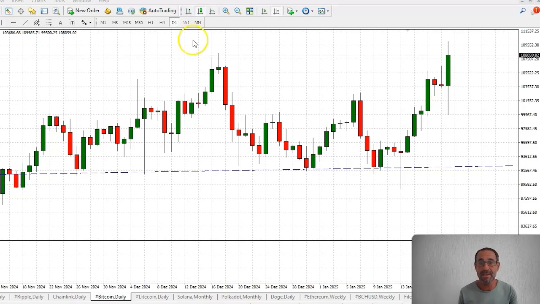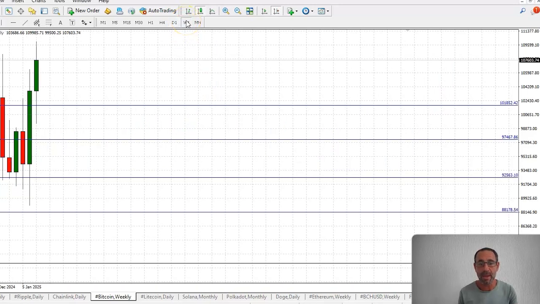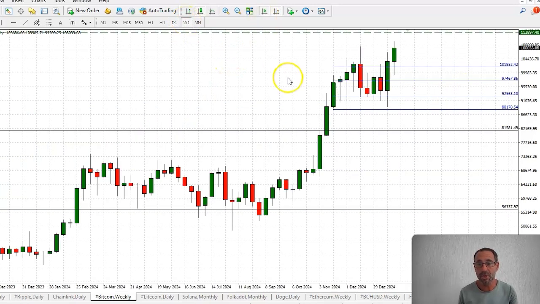So let's take a look at that from a bigger perspective, such as the weekly chart, for example. This is how it looks. We see price action breaking above 101.852. Now that's a local resistance that got broken just a few days ago, right? On the weekly bar, you can see the breakout.